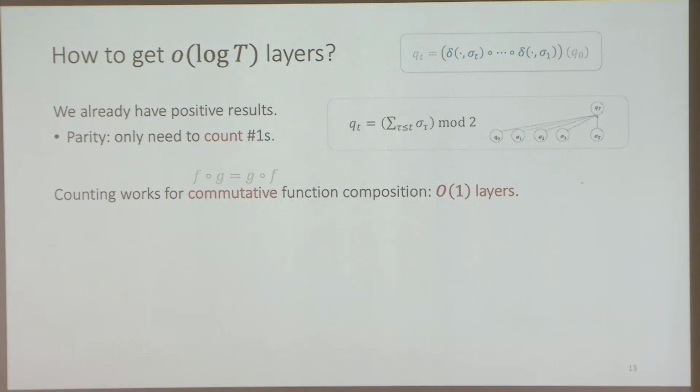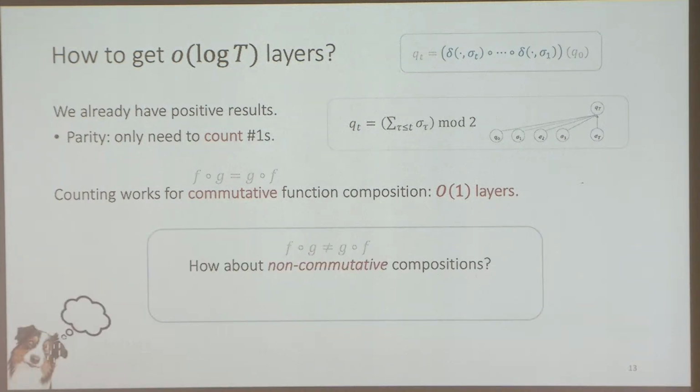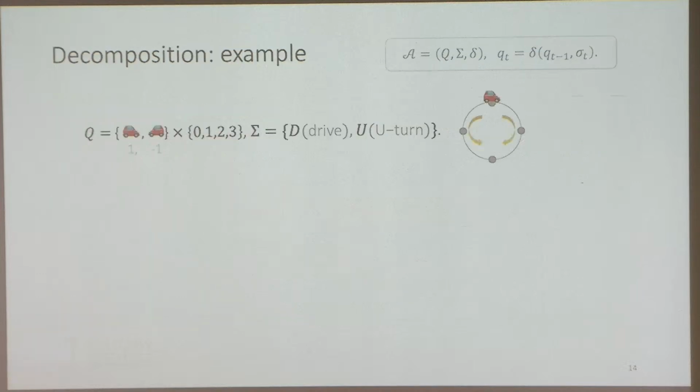Then how about the case where the function composition is not commutative? In this case, the main idea we will use is to decompose the task into something simpler. I'll give you one example of decomposition. Say now we have some automata that is a car driving in a circle. The state space consists of two parts: the direction of the car, which can be clockwise or counterclockwise, and also the position of the car, which can be one of four values in this case. The car can either drive one step forward or make a U-turn. First, we can check that this is not commutative, because if we drive then turn, the state is not the same as turn and drive.